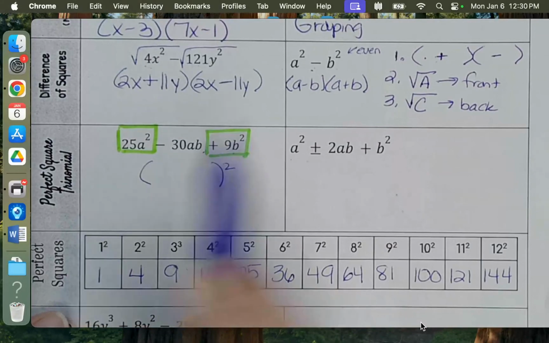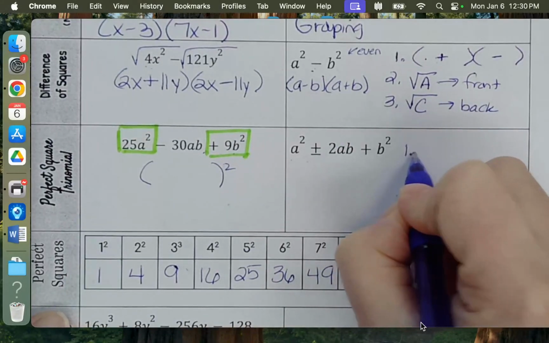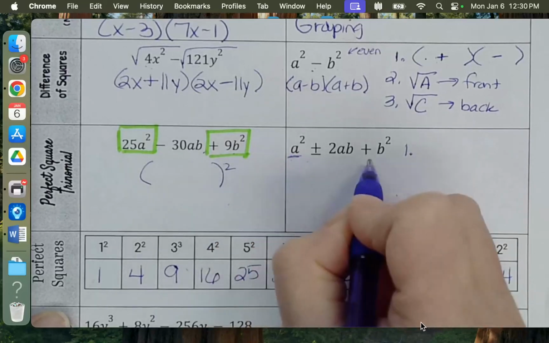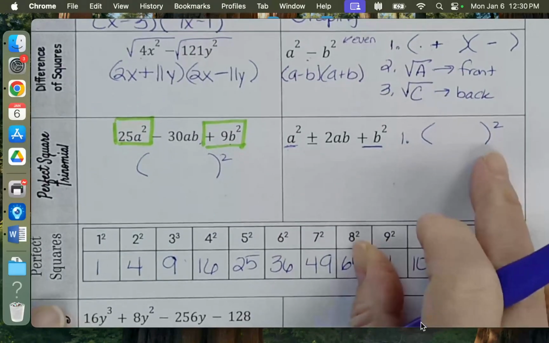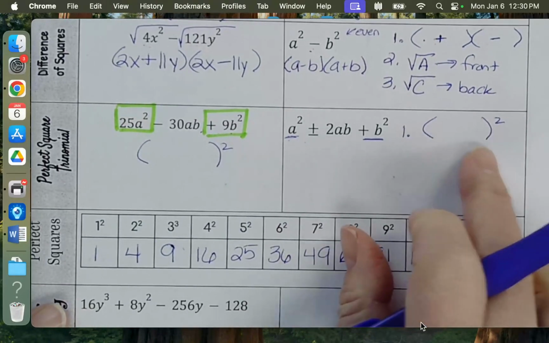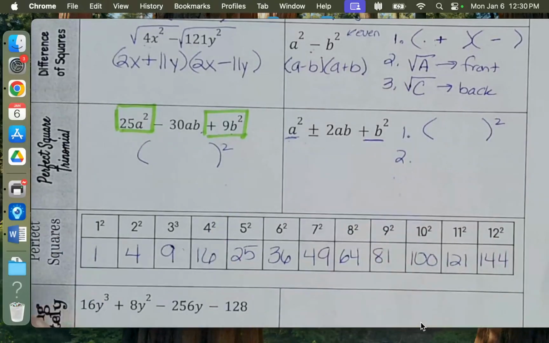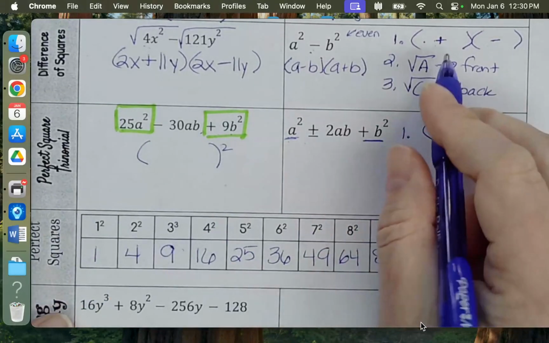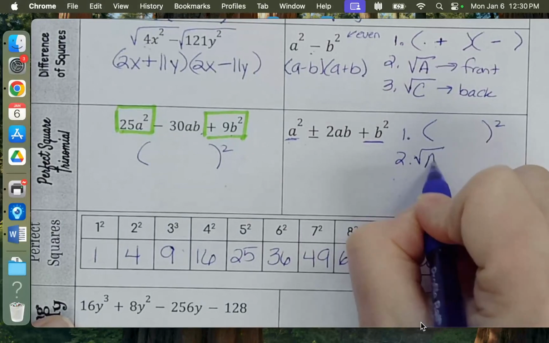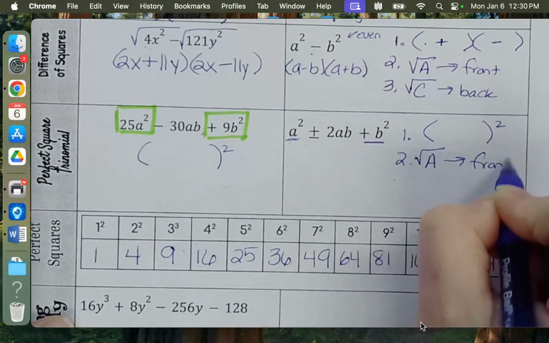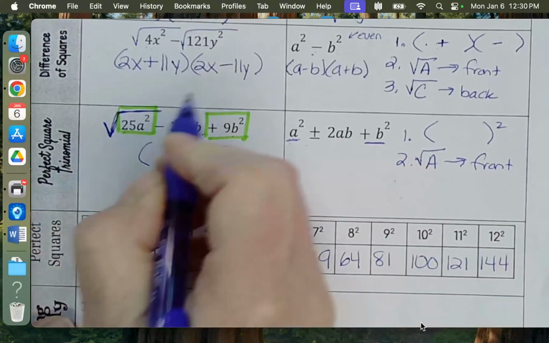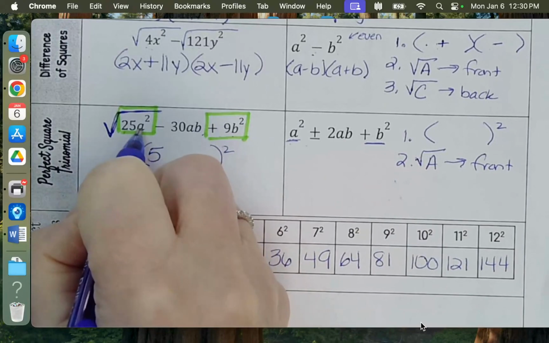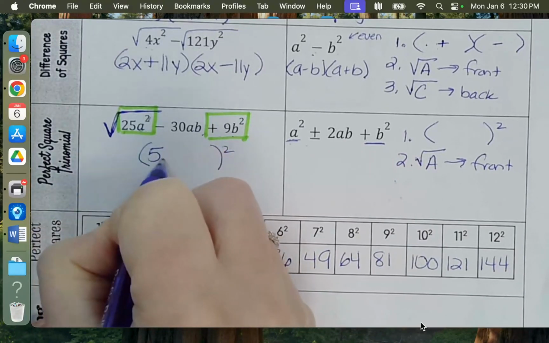So the first thing we can do is, once we recognize that this is a perfect square and this is a perfect square, then we set up our formation, which is just a single set of parentheses with a square. The next thing we'll do is similar to this method. Take the square root of the a and put it in the front. So the a term is here, so we take the square root of that. The square root of 25 is 5. And the square root of a squared, we just divide that in half as a.